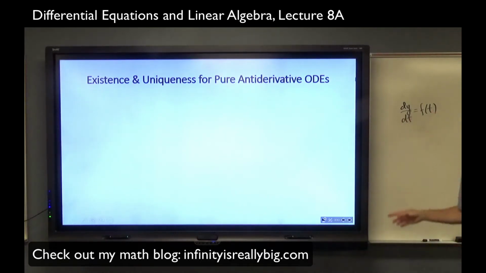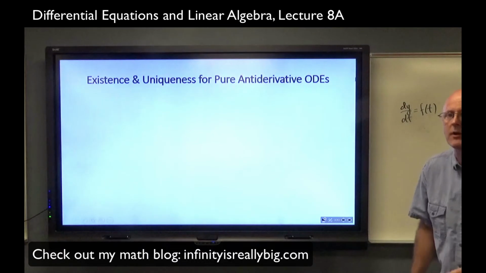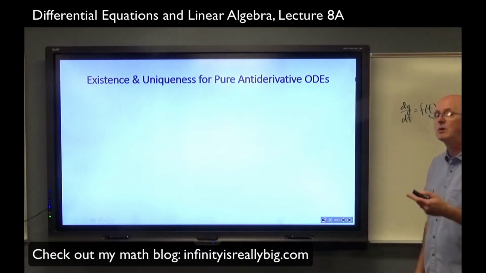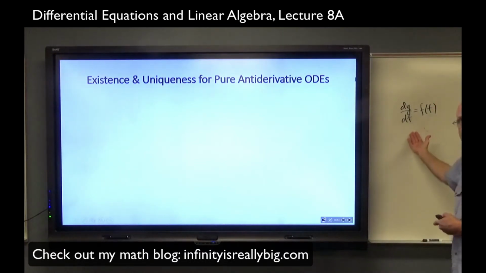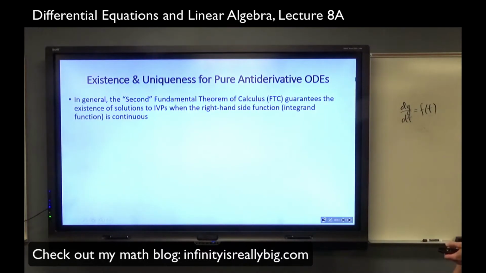You can solve this equation essentially just by integration. Now, there's a theorem, the second fundamental theorem of calculus, actually some people call it the first fundamental theorem of calculus, that will guarantee the solution of this exists. And in fact, it will also in part guarantee it is unique. Let's get into the details.